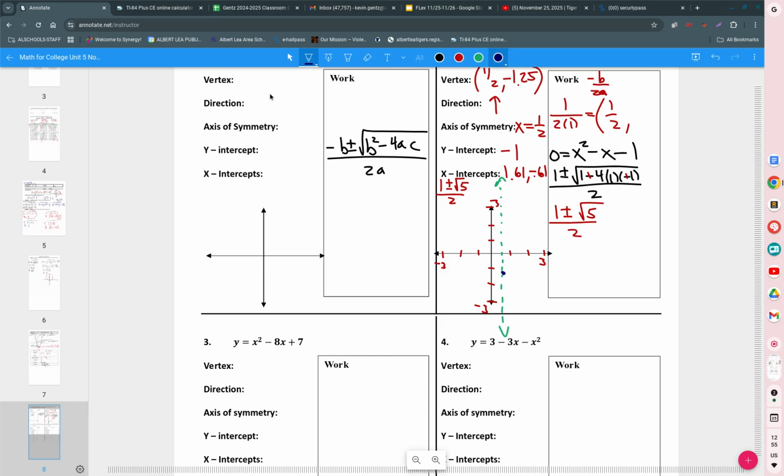I will plot these on the x-axis, 1.61 and negative 0.61. Notice it also went through the y-axis at a value of negative 1. This gives me a few points to be able to sketch my parabola. And I'm done. So if it doesn't factor, it's definitely a little bit more work.